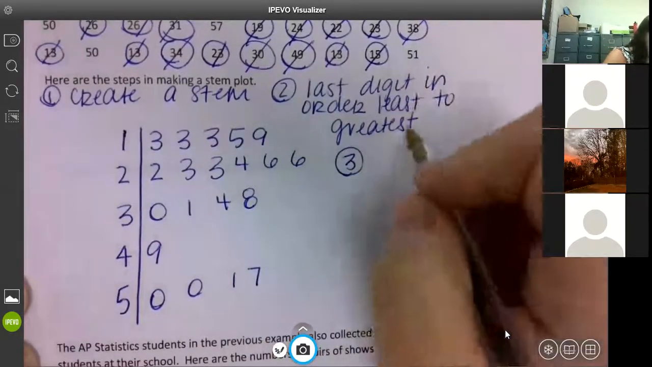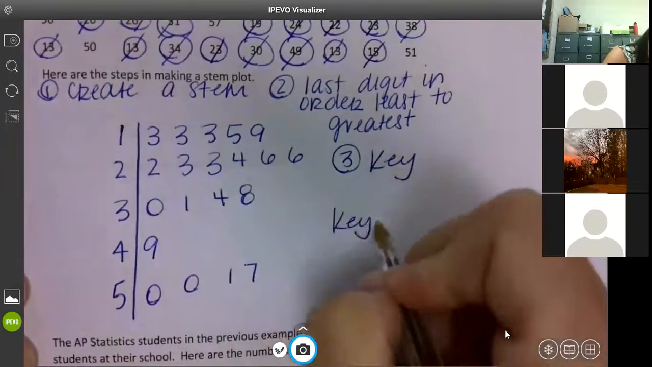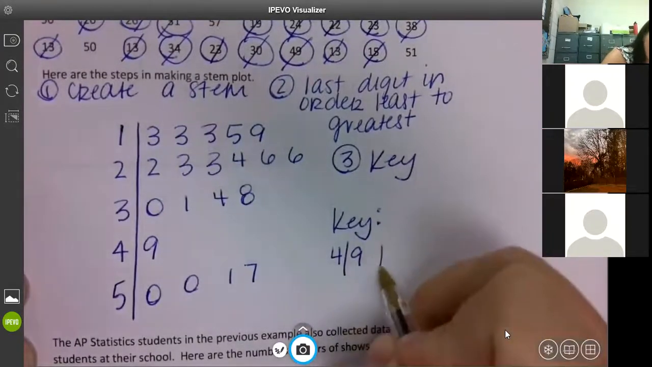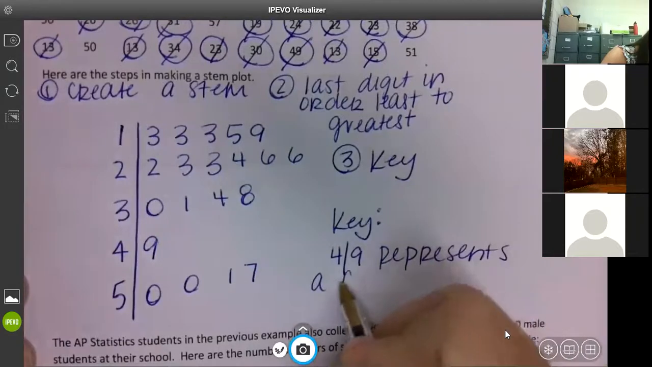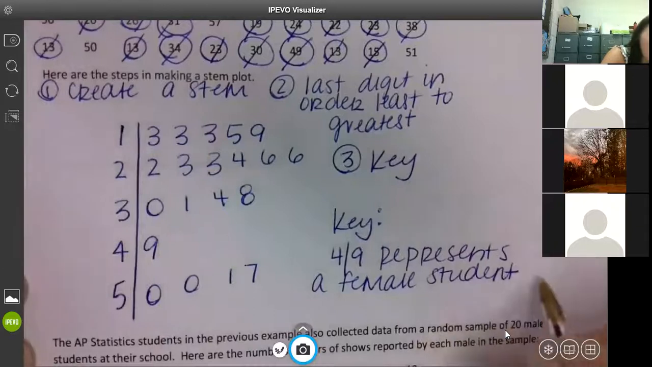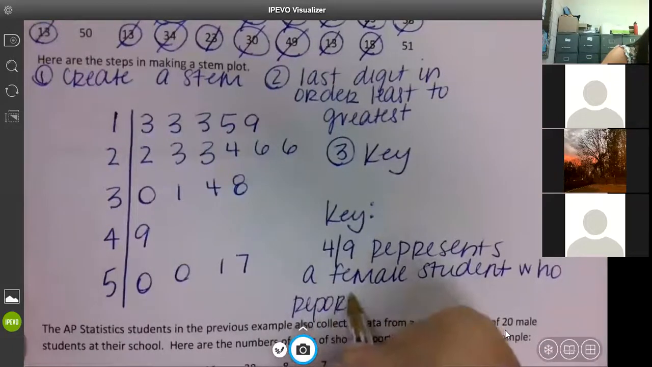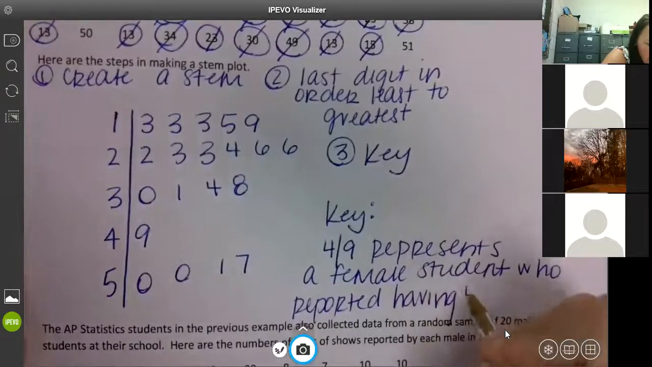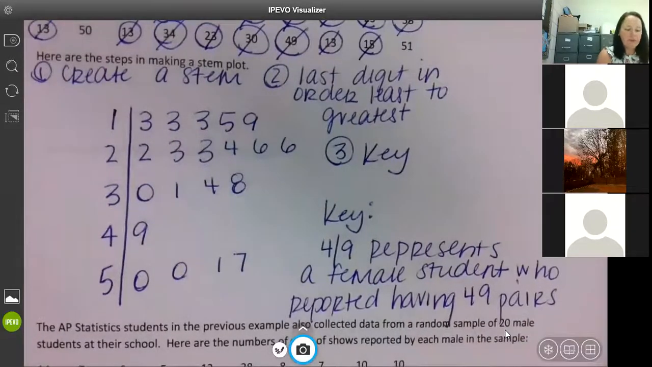The third thing is you have to make a key. So you literally have to write "key." And you have to give an example. So like 4 9 represents a female student who reported having 49 pairs of shoes. I'm not going to write that on there because I ran out of space.